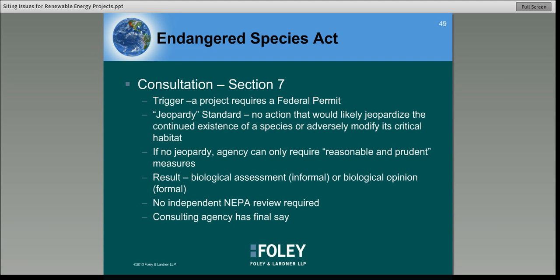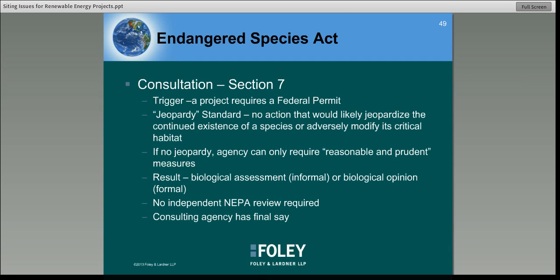Now, if there is the potential for listed species, the next step is going to be either a consultation under Section 7 or a habitat conservation plan and incidental take permits under Section 10. So Section 7 consultation, the trigger is a project that requires a federal permit. So again, this is a situation where there would possibly be a lead federal agency. So if a project was going to require a permit from the Army Corps of Engineers in order to fill wetlands to do a project, then that would trigger the consultation requirement under Section 7.